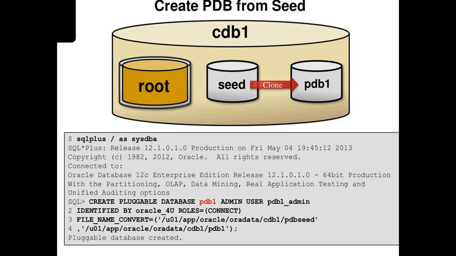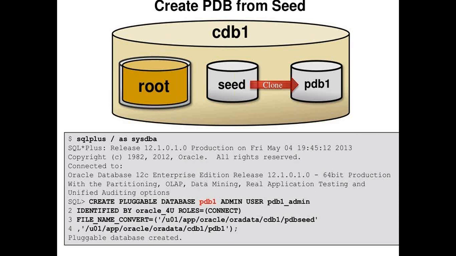So it is possible with the help of this command. You need to connect as a sysdba user to the SQL prompt, and on the SQL prompt you just need to fire this command: create pluggable database PDB1, and this is the name of the user who will be the main admin user who is going to access the pluggable database. The name of the user is PDB1_admin, and its password is Oracle_4U. And we are going to give it one role, connect.